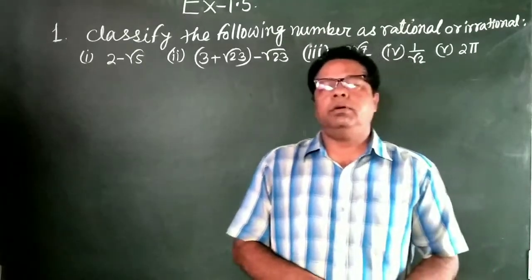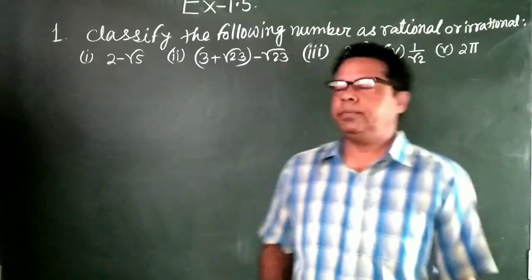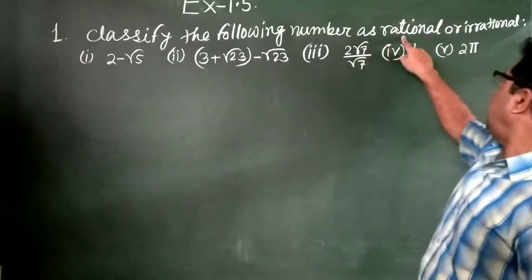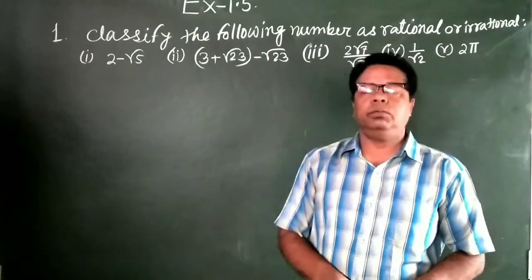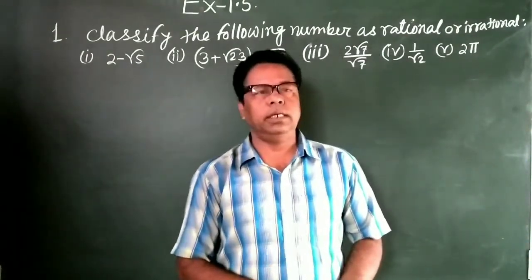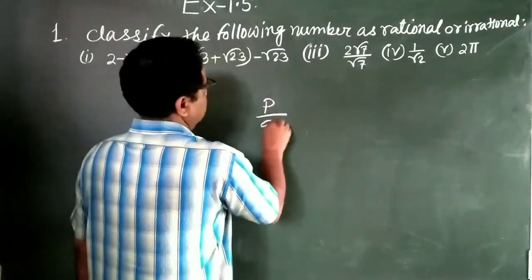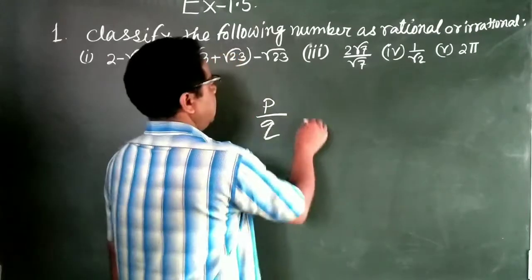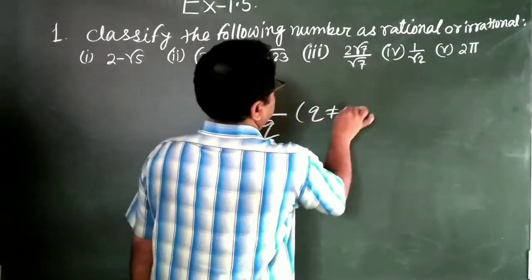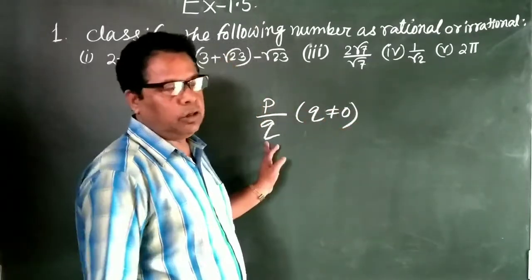Today we will learn about rational and irrational numbers. First of all, we have to know what a rational number is. Any number of the form p by q is called a rational number, where q is not equal to 0. The value of q cannot be 0.